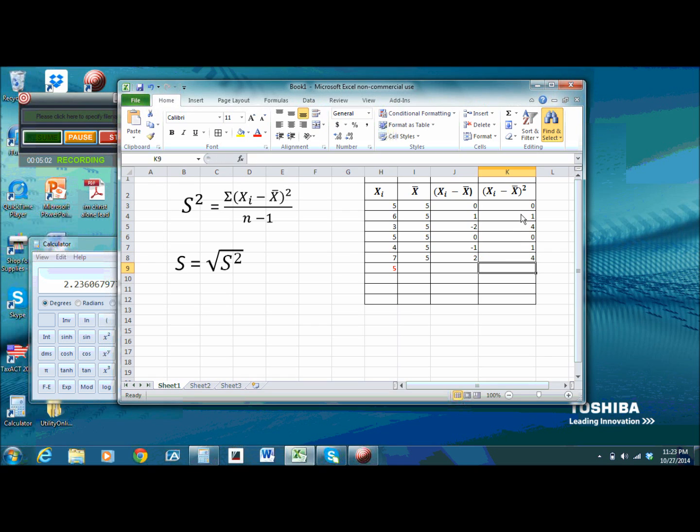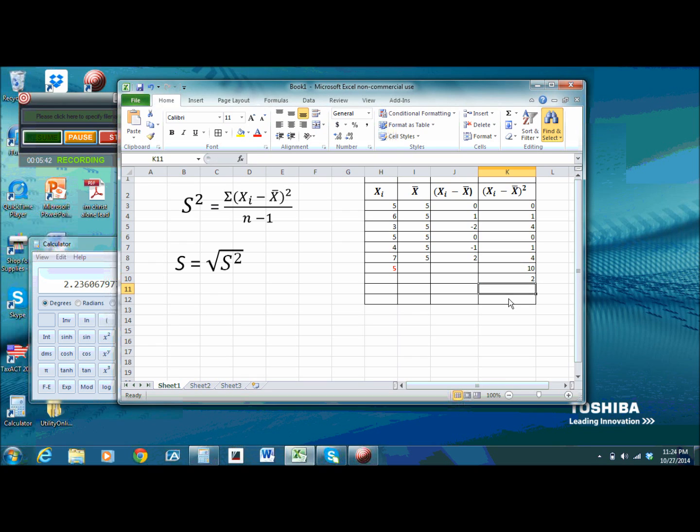So if we add all these together, then 0 plus 1 is 1, plus 4 is 5, plus 0 is still 5, and then we've got 5 more. We've got 10. So our sum of squares is 10. Next thing our formula tells us to do is to divide by n minus 1. N is just a fancy way of saying the number of terms in our data set. So in this case we have 1, 2, 3, 4, 5, 6 terms. So 6 minus 1 is 5. So 10 divided by 5 is 2.